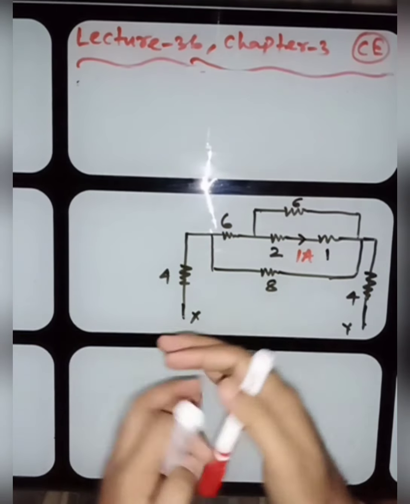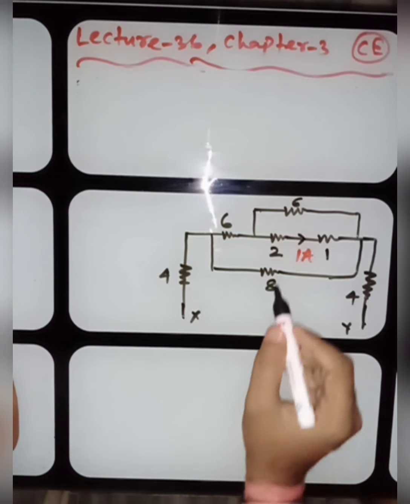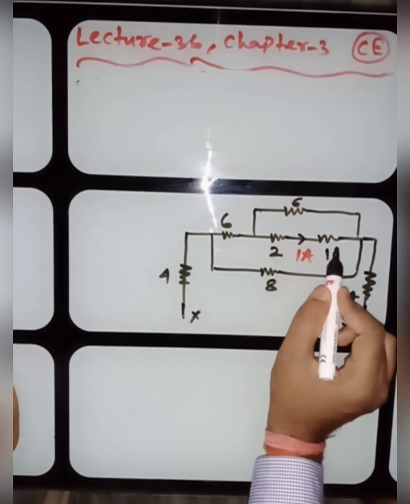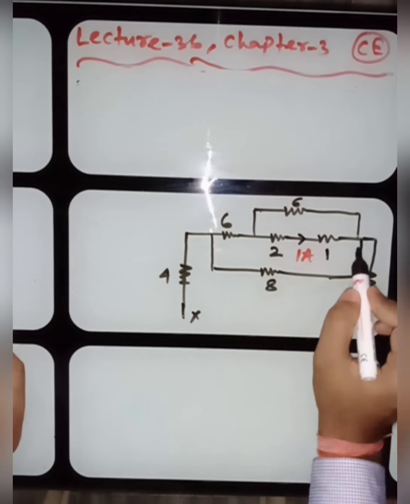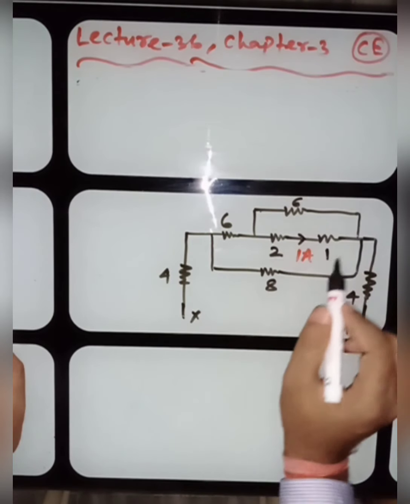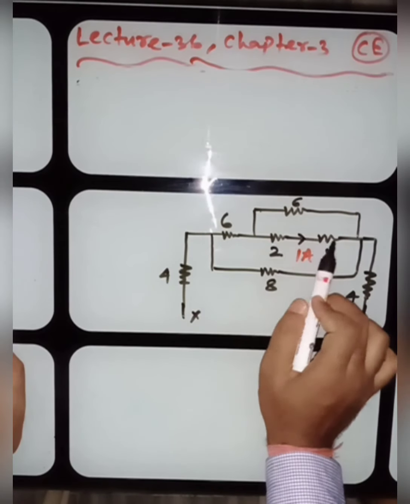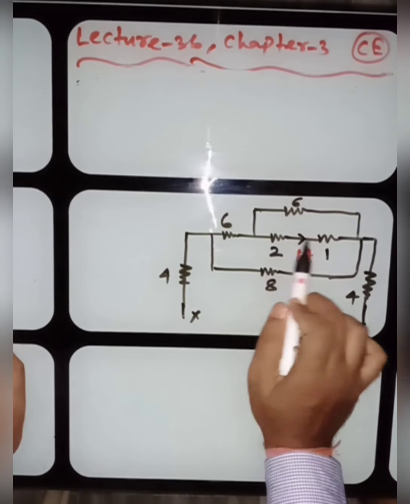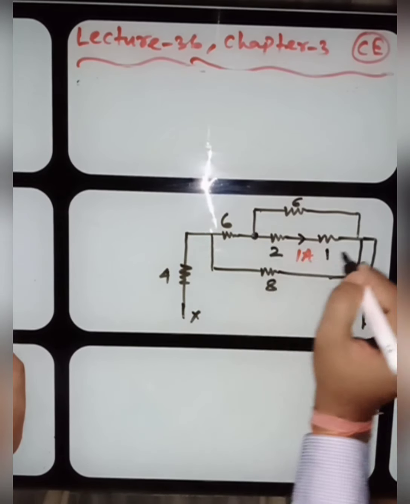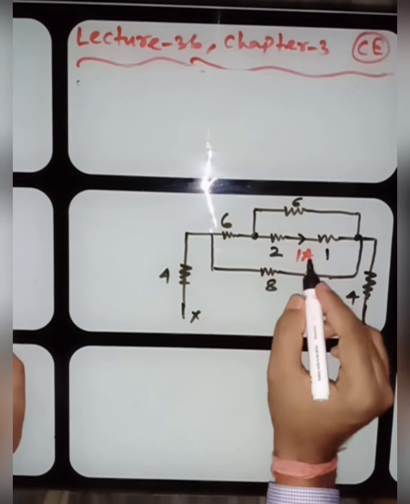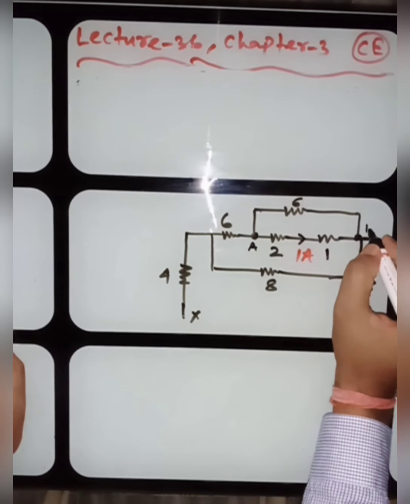This is a very interesting question, my dear students. Now, step by step I'm solving. Try to focus over here. If 1 ampere current is flowing through this branch, what will be the voltage drop? Here the voltage drop will be 2 plus 1, because these two are connected in series. The resistance will be 3 ohm and the voltage drop over here will be 3 times 1, that is 3 volt. Let's say A and B, these 2 points.